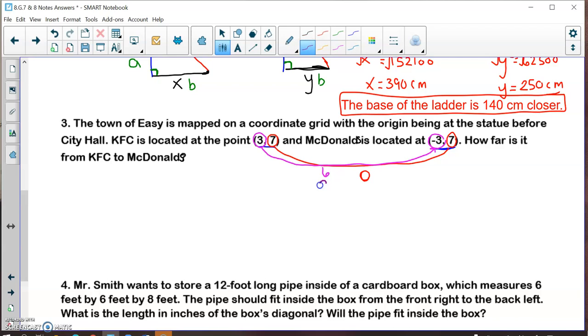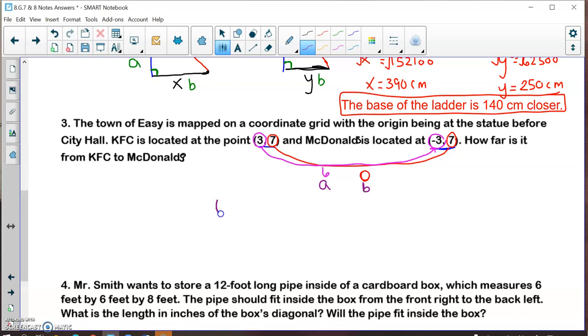So I'm going to label one of my legs A, my other is B, which technically you can't have a right triangle with a leg of 0. But on the graph, this is actually just going to create a straight line. So if we did have a graph, we could easily count how far the two are. But we don't have a graph, so we're going to use the Pythagorean theorem to help us find C.